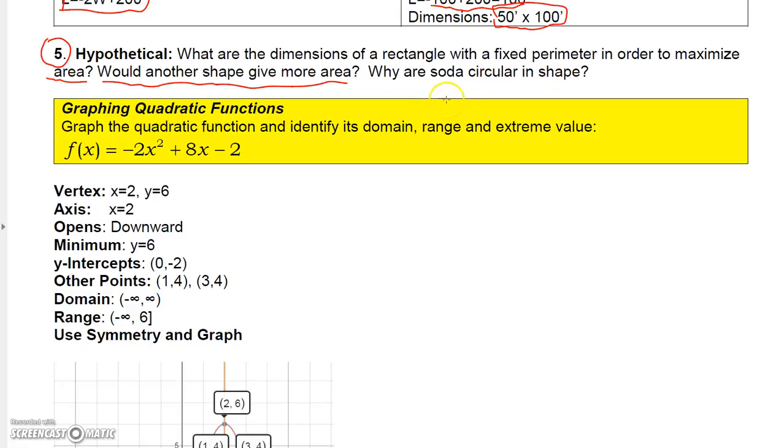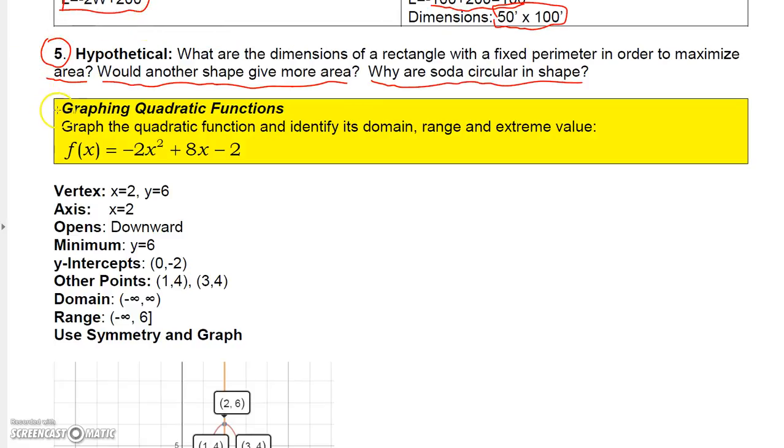So maybe that's why soda cans are circular in shape, because you're going to get a better area and thus get more volume in a circular soda can using the same amount of material.